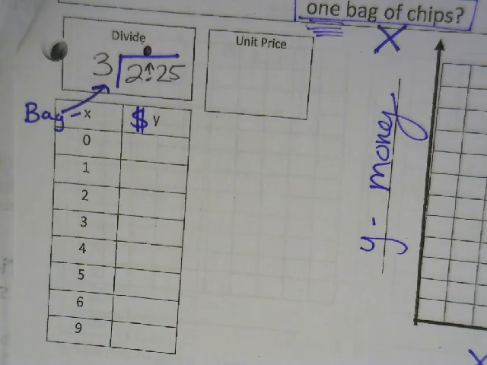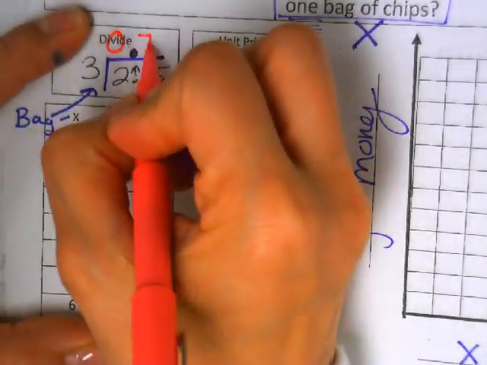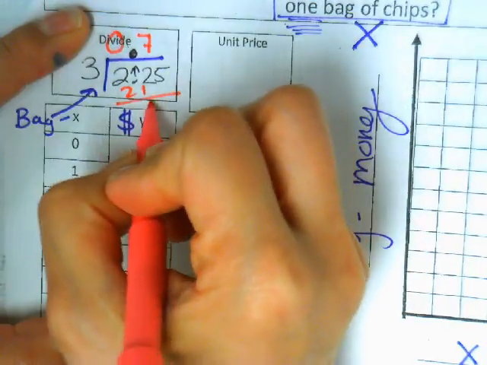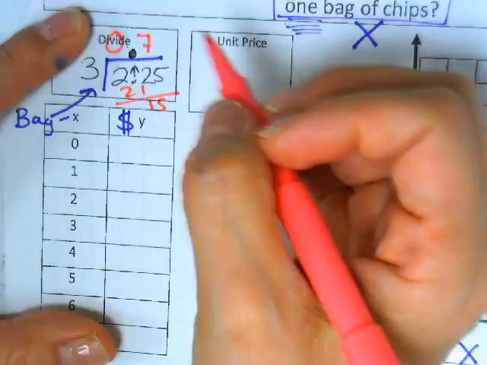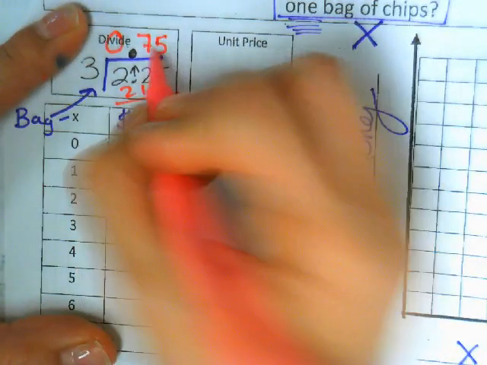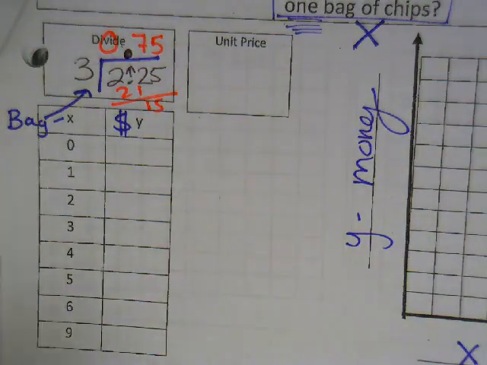Now we have 22. How many times does 3 go into 22? 7. So put a 7 on the top. On the test, you will get one that has a decimal. There will be one on the test that deals with decimals, just like this.